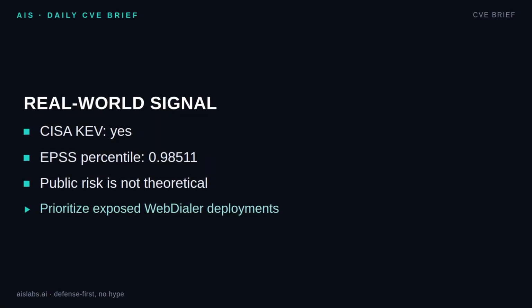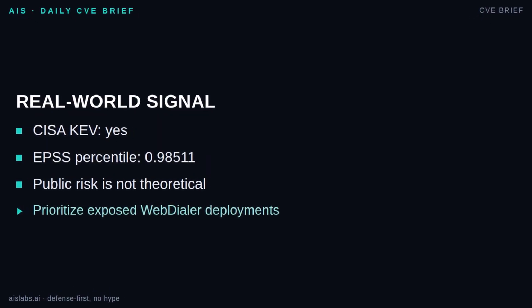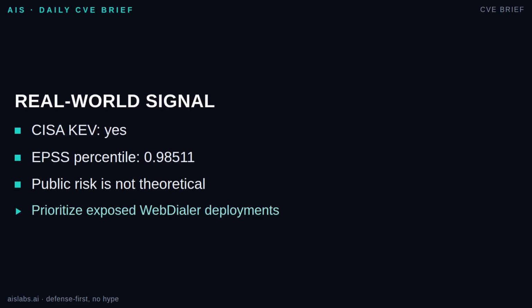The reason this CVE is on today's ranked list is not just the score. It is also on CISA's Known Exploited Vulnerabilities catalog. KEV status means defenders should assume this is relevant to real-world risk, not just lab analysis. Add the EPSS percentile of 0.98511, and the probability signal is also very high relative to other vulnerabilities.